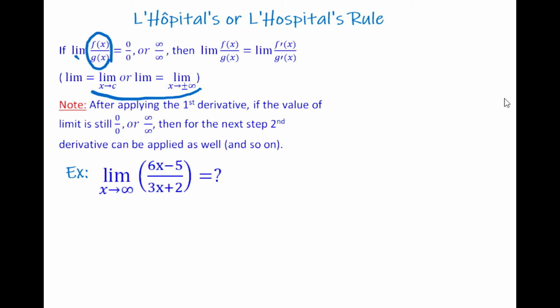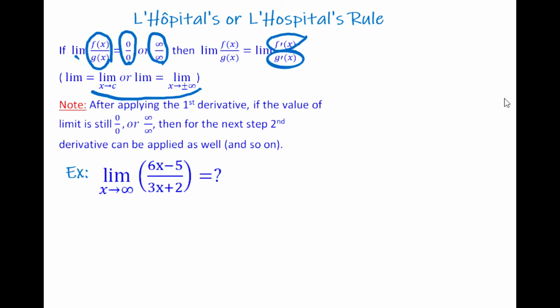If the result of that fraction is equal to 0 divided by 0, what I mean by saying result is the limit of that fraction, okay, or infinity divided by infinity, then we can apply the L'Hopital's rule. How? Well, we just take the derivative of the numerator and divide it by the derivative of the denominator, okay, and then take the limit.